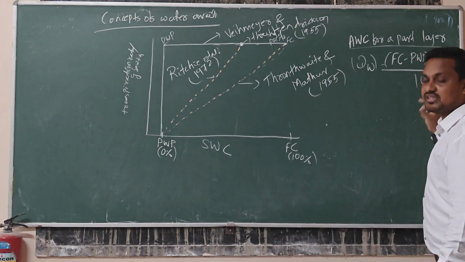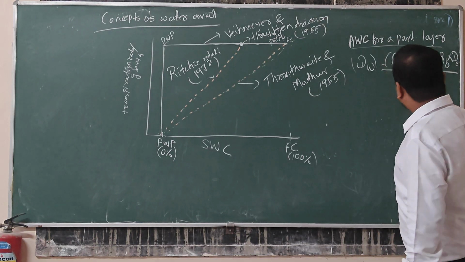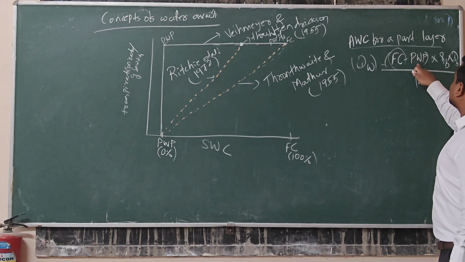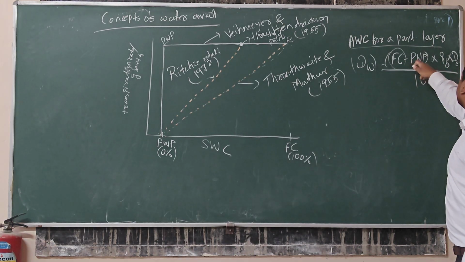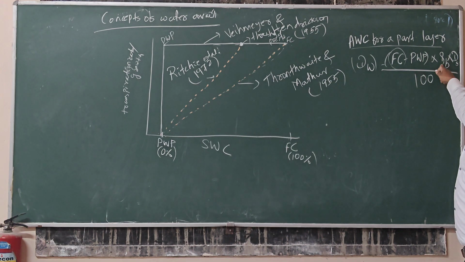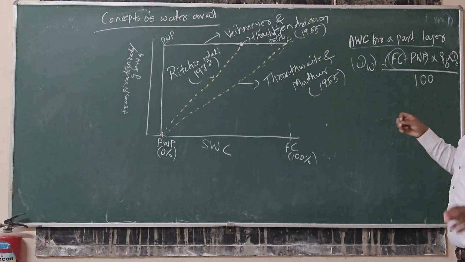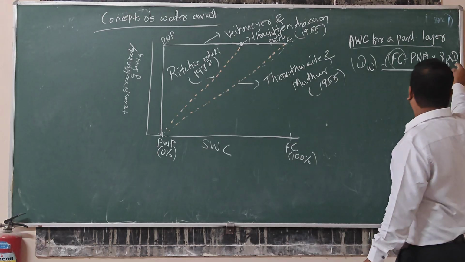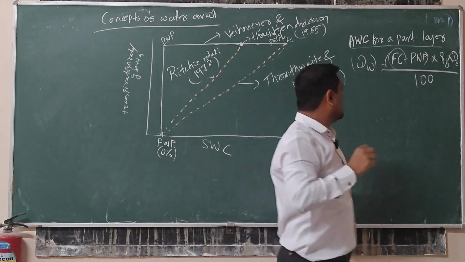available water capacity for the soil. We know this is the moisture content at field capacity, the moisture content at permanent wilting point, and this is your bulk density, very simple. And ds is your depth of soil, 15 cm, 10 cm, like this. This is the depth of that soil layer.